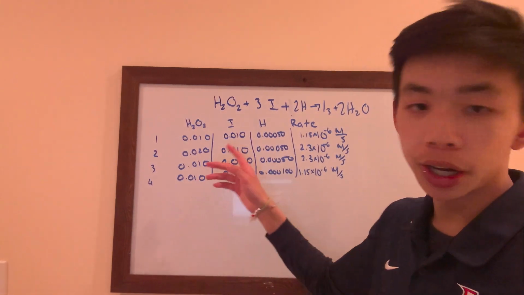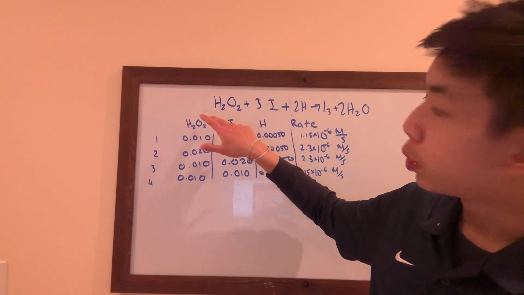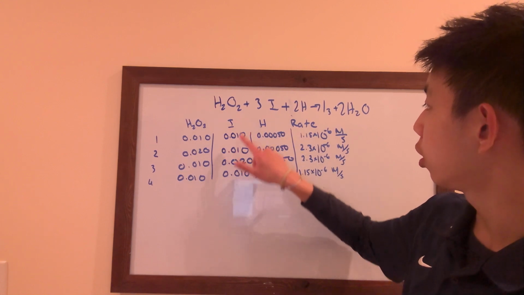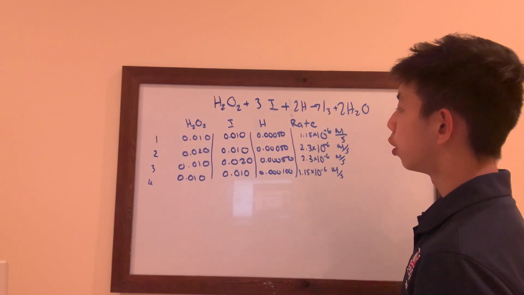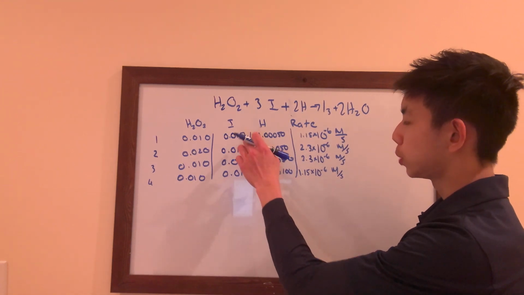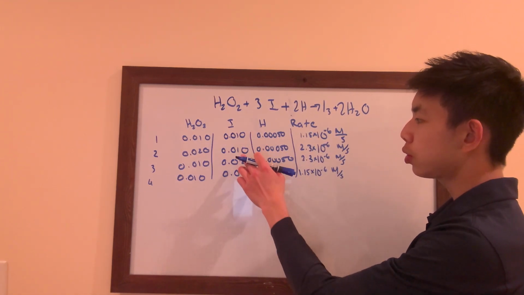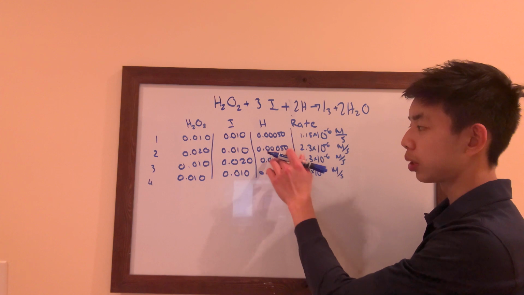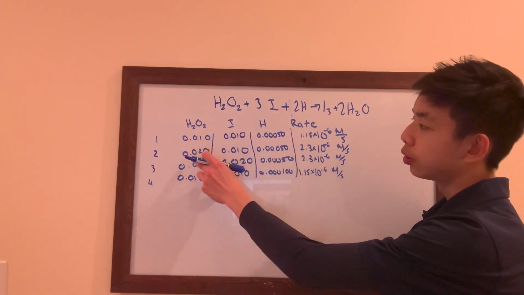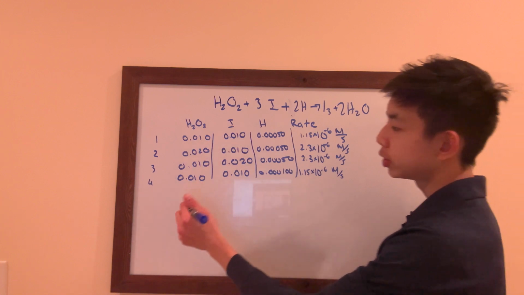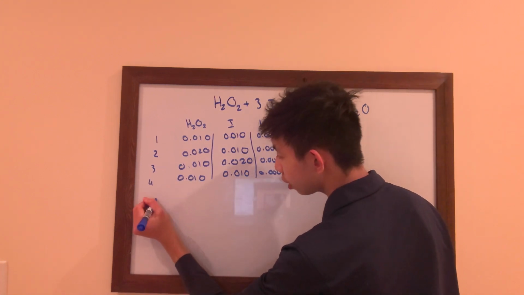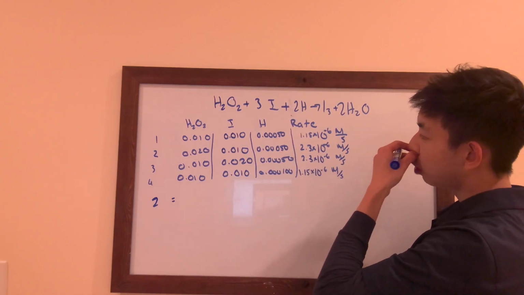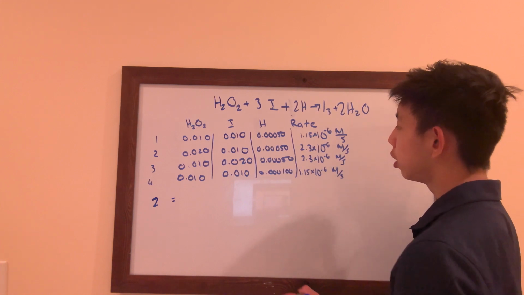So let's do it for H2O2. When we're doing it with respect to H2O2, we need to find an iodine and an H that are both constant, so that are both the same. Automatically I see that experiments 1 and 2 work, because 0.010, 0.010, that's the same, and 0.5, 0.75, those work. So 0.020 divided by 0.010 gives me 2. The change is 2. And then here, 2.3 times 10 to the minus 6 over 1.15 times 10 to the minus 6.